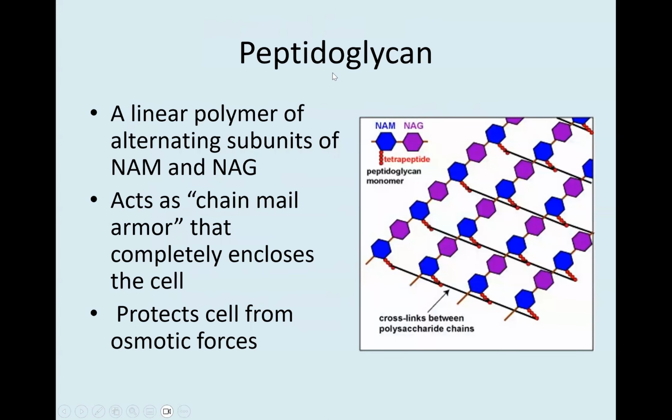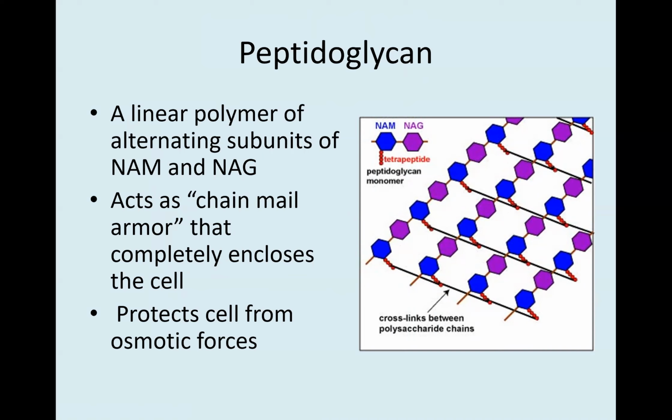All right, so when we think about peptidoglycan, again, this is what we're going to find in bacterial cell walls. And what we'll see is that it is basically a polymer of repeating subunits called NAM and NAG. And they basically act as what we call a chainmail armor. So it completely encloses the cell wall, and it helps to protect the cell from osmotic forces.